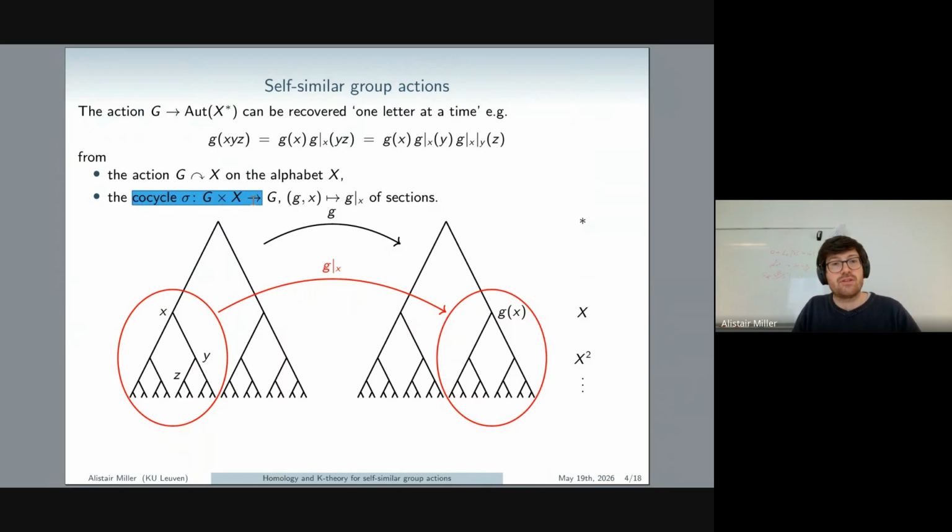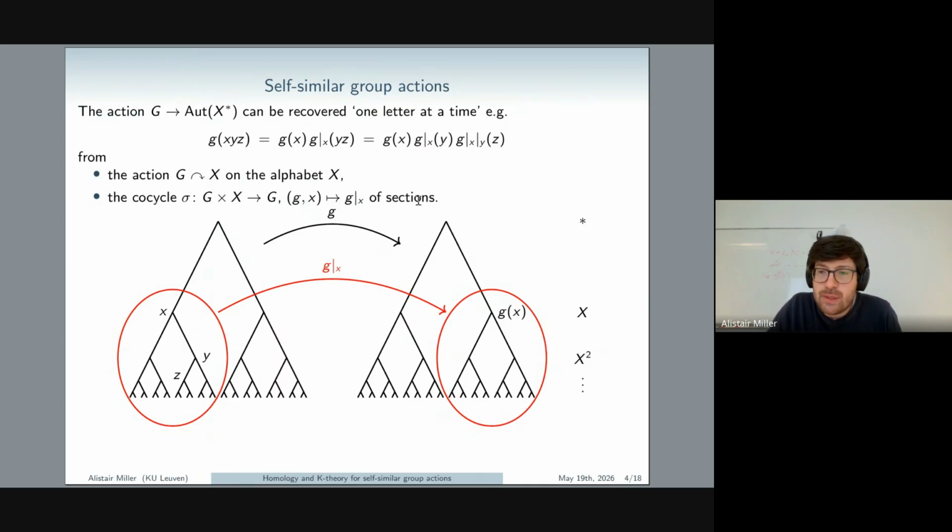So this section has the structure of a cocycle, a one cocycle, meaning, if you prefer, this is just a groupoid homomorphism where you view this as a groupoid with the action of G on the alphabet. Okay.